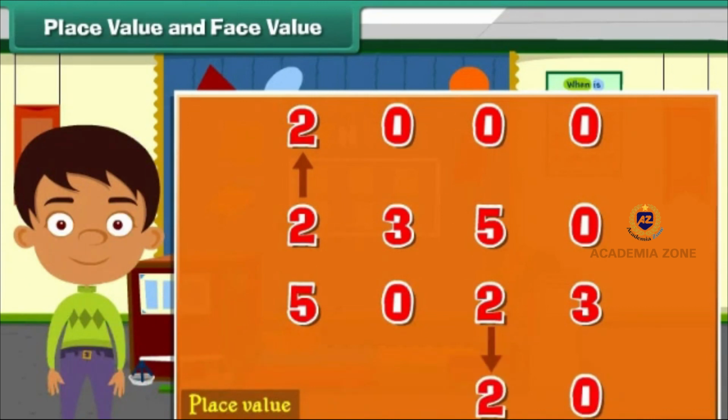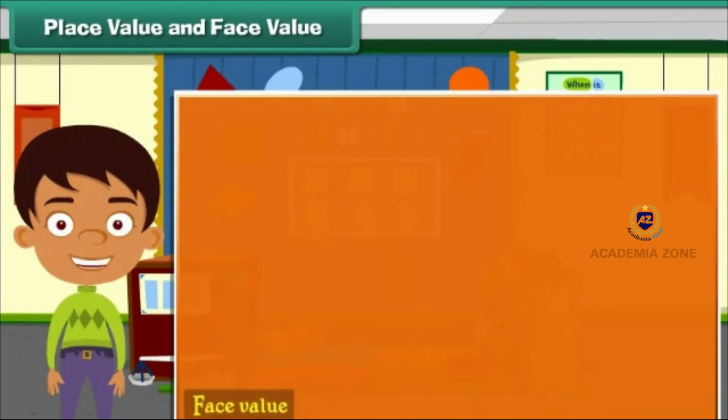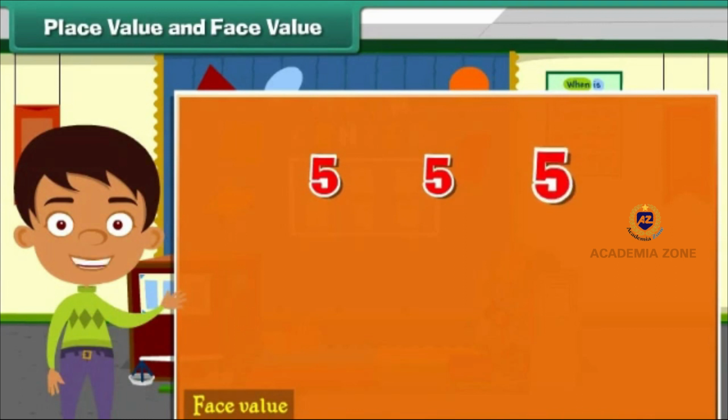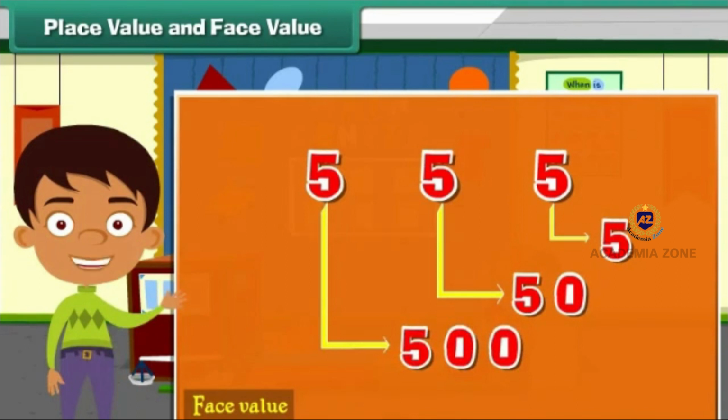Face value of a digit is the digit itself. The face value of the digit 5 in number 555 is 5 at each place. But the place value of 5 is different at each place. Moving from left to right, the values of the three 5s in 555 are 5, 50 and 500.